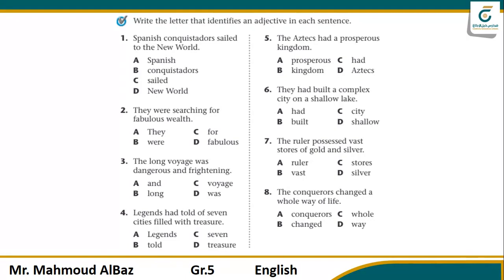Here you have 8 questions. Just circle the adjective in each sentence. Number 1, Spanish conquistadors sailed to the New World. Which one of these words, the options here A, B, C or D, is the adjective? Spanish, conquistadors, sailed, New World. Ask yourself, which of these words is an adjective? Yes, exactly, it's Spanish. It's a proper adjective. Do you remember that? Yes, exactly.